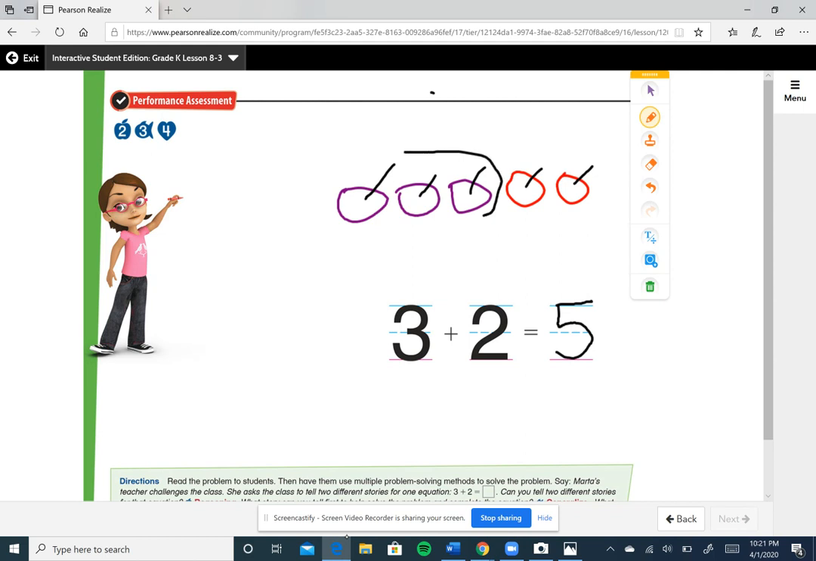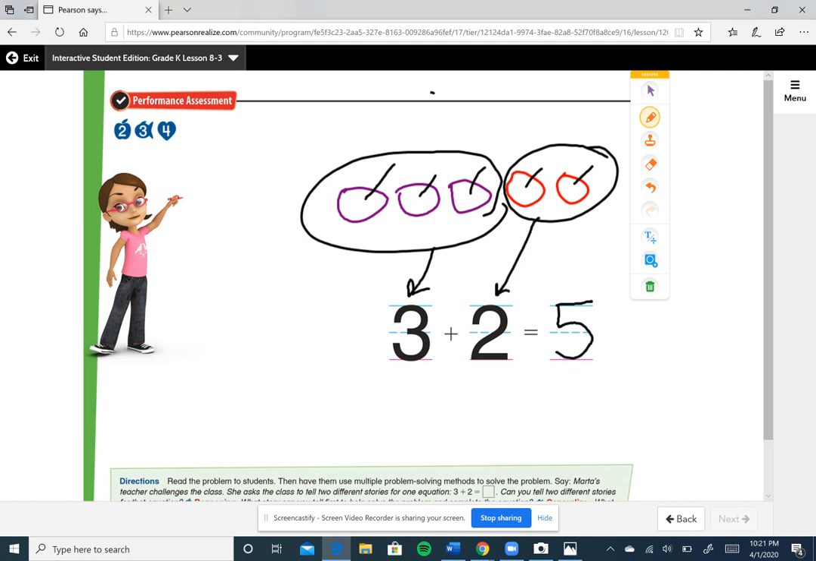And I got my 3 counters from right here. And I got my other 2 counters from right here. And we knew to add them together because of the adding sign or the addition sign, the plus sign. And all together we had 5.